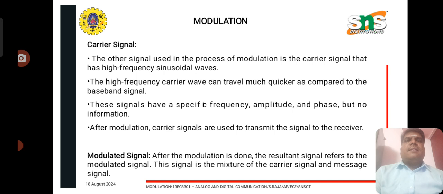Carrier signal. The other signal used in the process of modulation is the carrier signal that has high frequency sinusoidal waves. The high frequency carrier wave can travel much quicker as compared to the baseband signal. These signals have a specific frequency, amplitude and phase but no information. After modulation, carrier signals are used to transmit the signal to the receiver. Modulated signal. After the modulation is done, the resultant signal is referred to as the modulated signal. This signal is the mixture of carrier signal and the message signal.